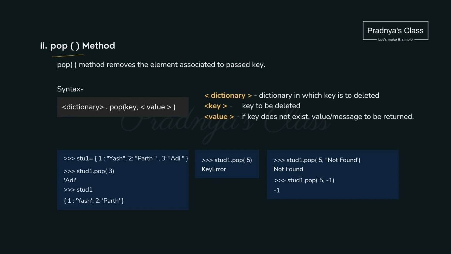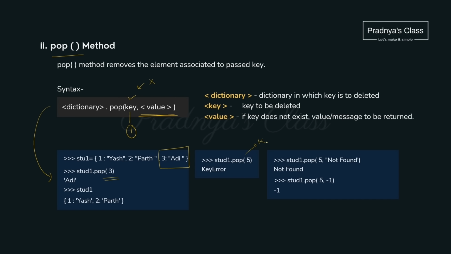The pop method also we have discussed in case of list, but here the syntax is different. In case of dictionary, we must provide the first parameter as key. If the specified key doesn't exist in the dictionary, we will get an error. To avoid that, we can provide this value. This is an optional parameter. Look at the example. With pop, we have mentioned key 3, so that key value pair got deleted.